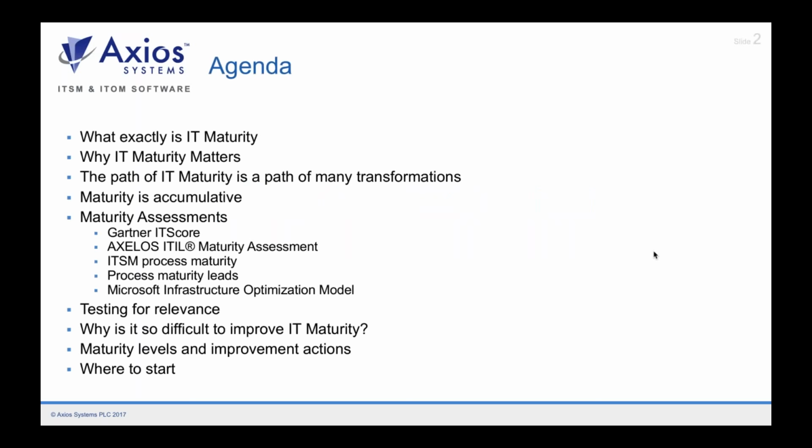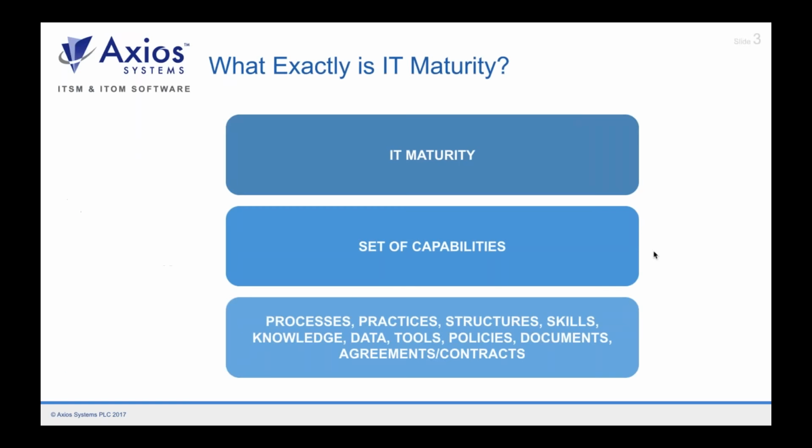Thank you, Jessica. As Jess just mentioned, we've got a large agenda for you today talking about this topic. We're going to cover what exactly is IT maturity. We'll discuss why it matters and the path of IT maturity. We'll talk about it being accumulative, and we'll look at a couple different scoring mechanisms from Gartner, Axelos, and Microsoft primarily. We'll talk about testing for relevance and why this is important to improve IT maturity. We'll look at different maturity levels and actions to get there, and we'll talk about where to start.